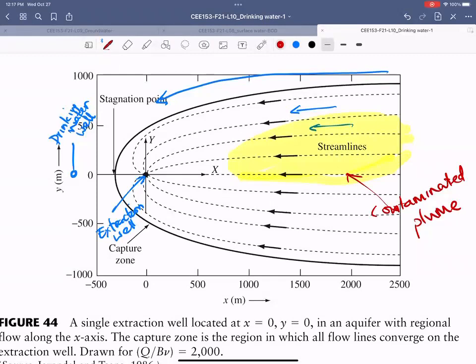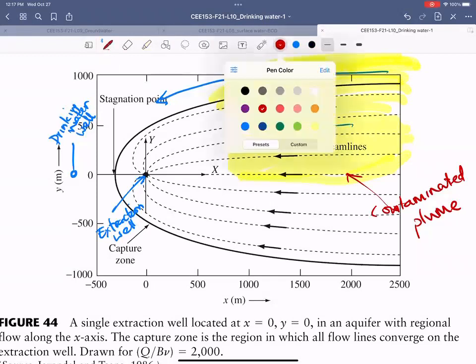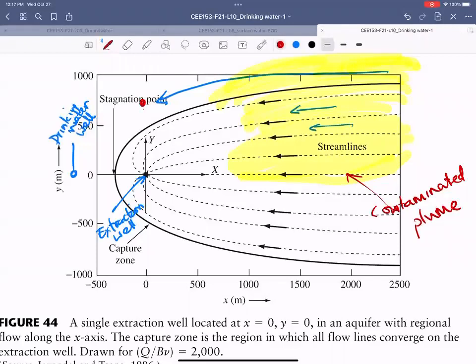But what if the pollutant is actually coming here? If there is more and more pollutant plume above it, this extraction well is not sufficient to capture that. So what you need is another extraction well somewhere here. If you put another extraction well there, assuming you are pumping at the same rate, it will capture over here. So using the combination of two extraction wells, you'll be able to capture the entire plume.